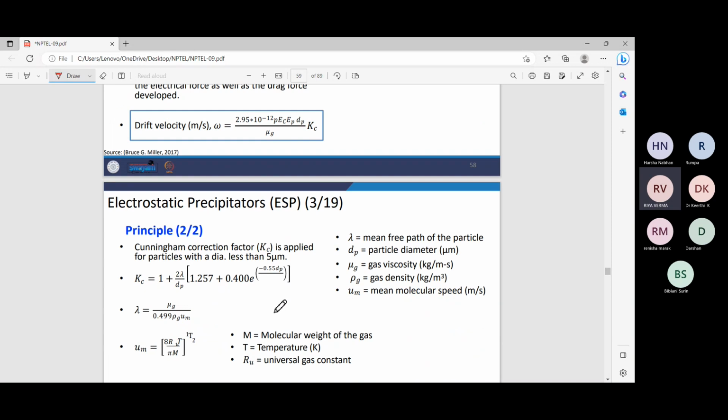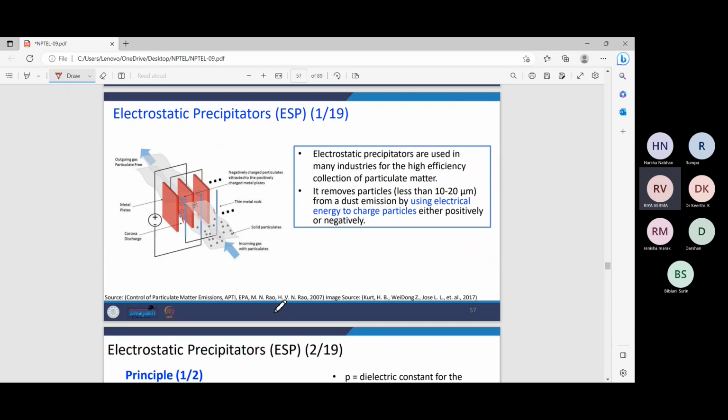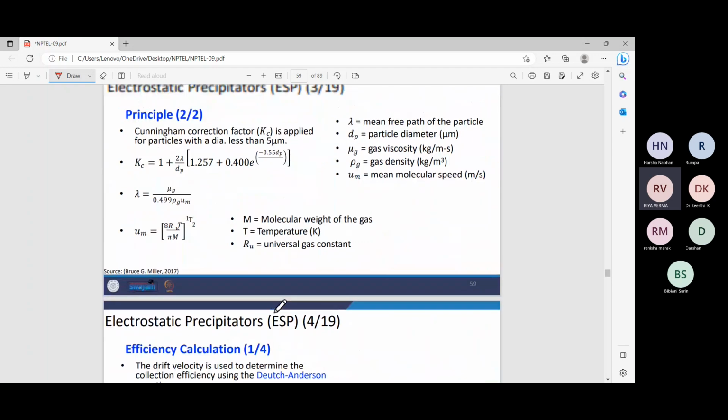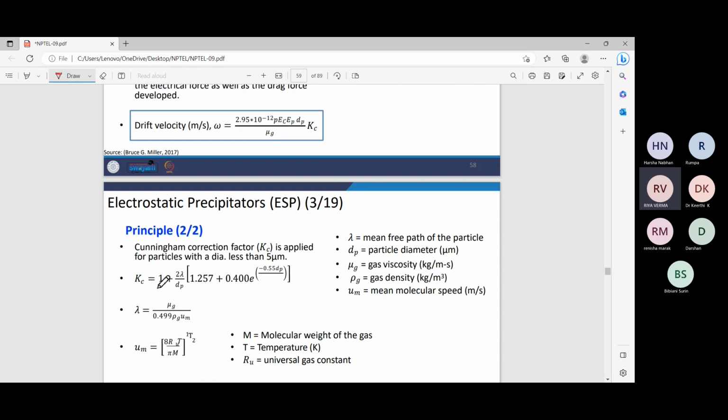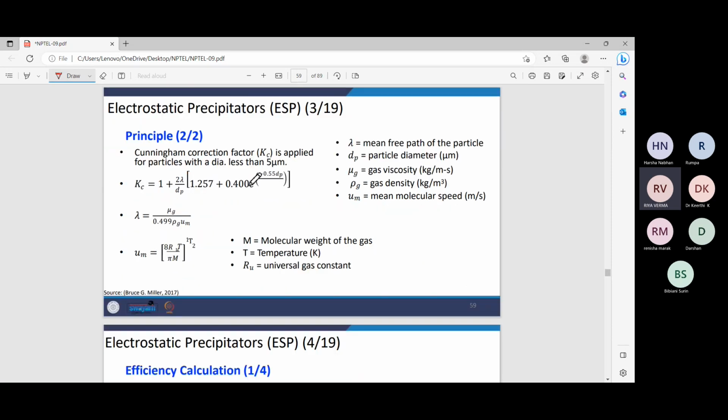In some questions, they may ask you to find out the value of the efficiency of the ESPs. For that, they'll be giving you the drift velocity, or this Kc. This is your Cunningham correction factor. So the formula for that is this. It is used for particles which have a diameter less than 5 microns. If we are dealing with particles of less than 5 microns diameter, then we have to apply this correction factor to the drift velocity.